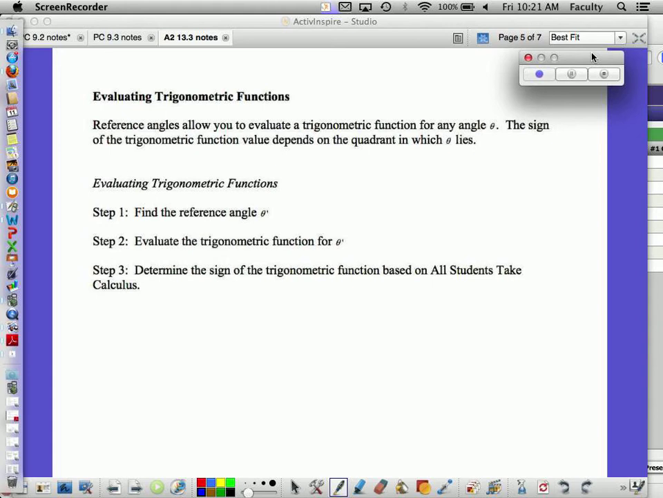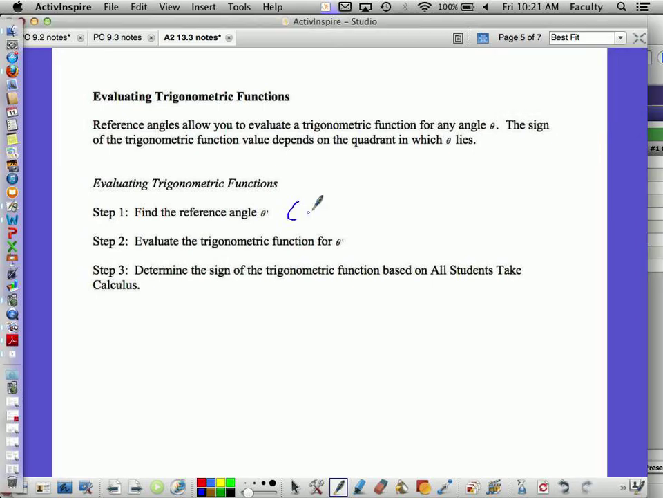So there's going to be 3 steps. And first period did really well with this. I was very impressed. Step 1 says find the reference angle theta prime. So that implies you need to sketch theta in order to find the reference angle. Step 2, evaluate the trigonometric function for theta prime. Step 3, you're going to use all students take calculus to figure out whether the final answer is positive or negative.